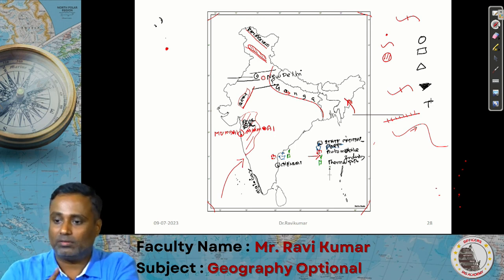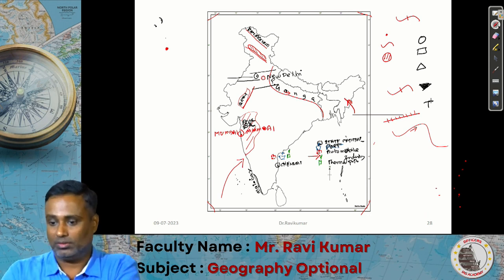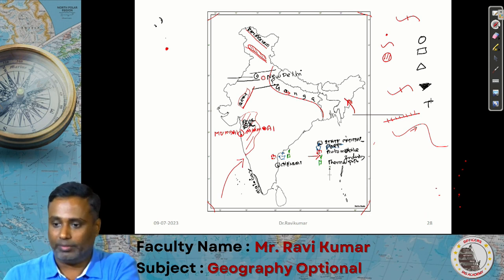But in physical maps, there are restrictions. You should use only these colors, only these symbols. But in political and economic maps, there is no control. You can use any symbol.